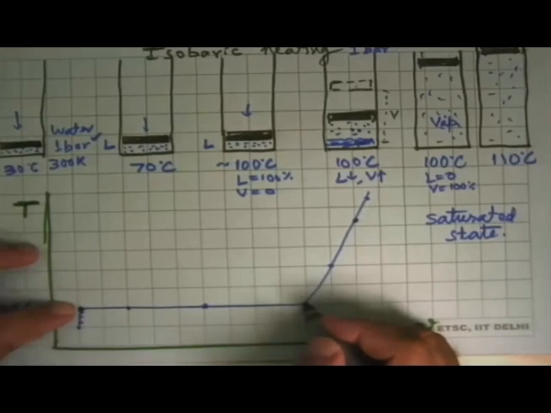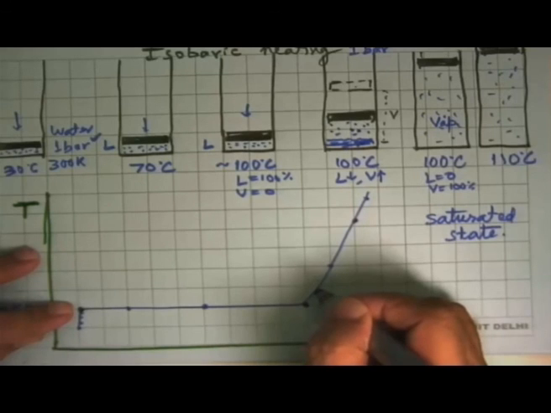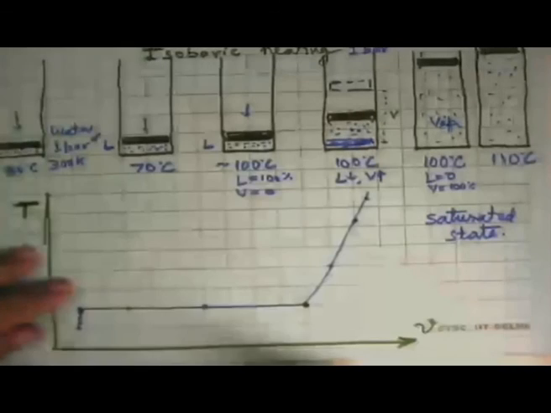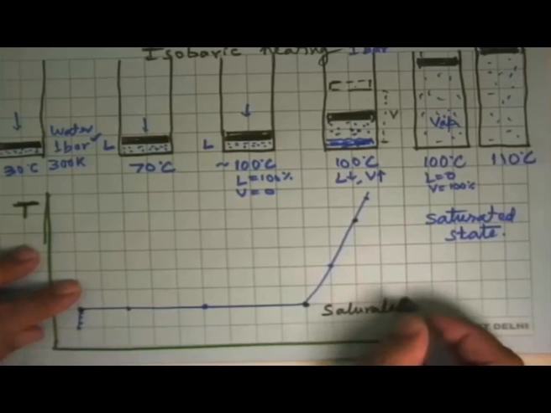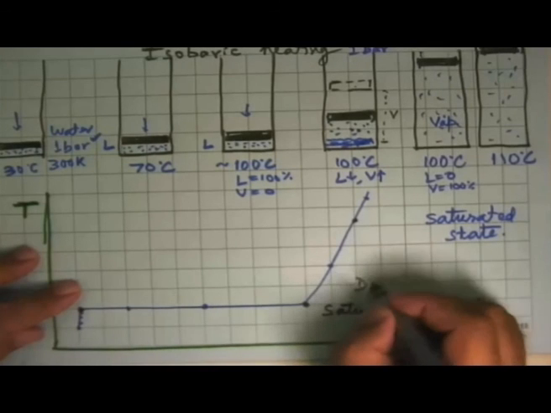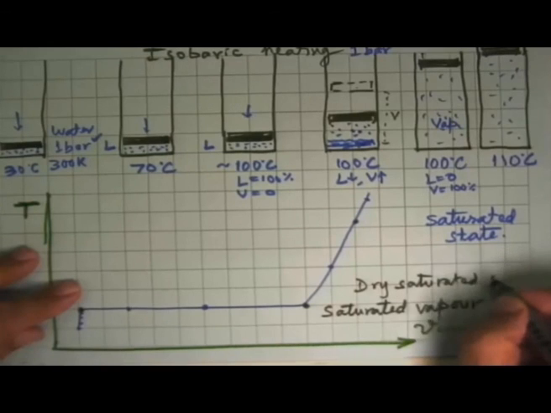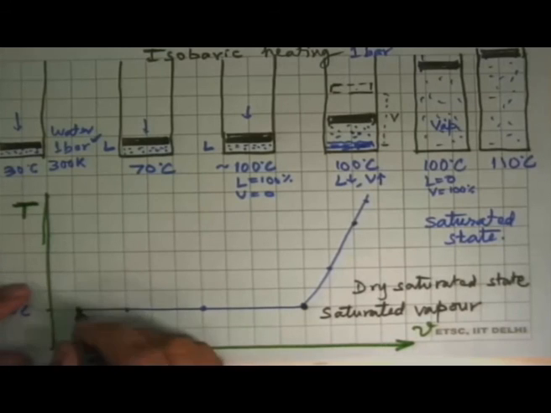So this is a point where you have vapor in this, where heating makes the temperature go up, while cooling makes the temperature remain the same but causes phase change. This is called a saturated vapor. Or sometimes dry saturated state. And this state is the state where the substance is called, this is a saturated liquid.